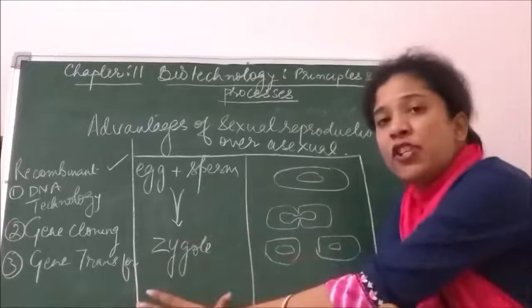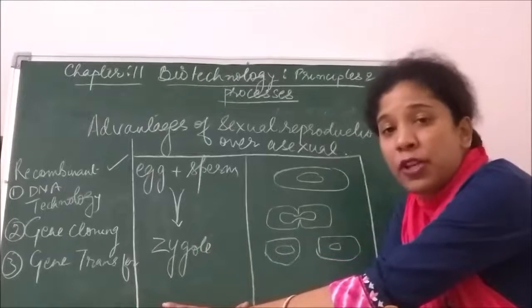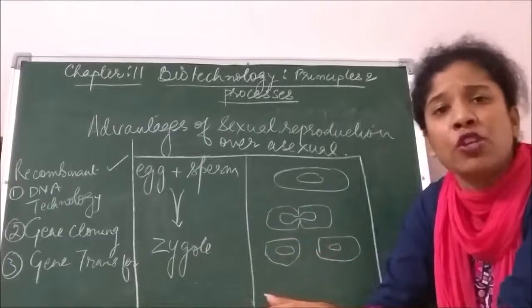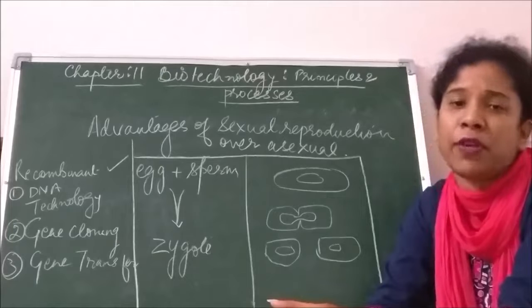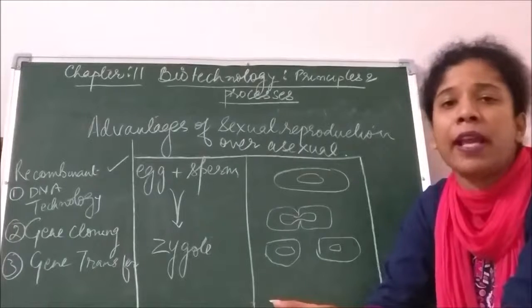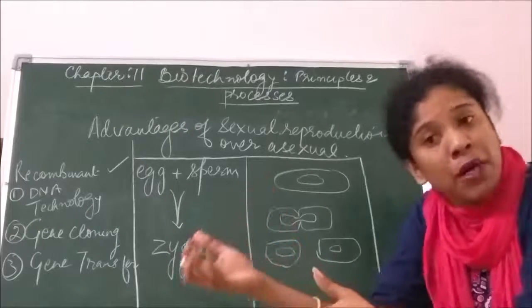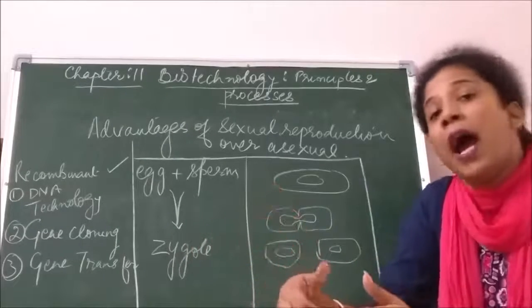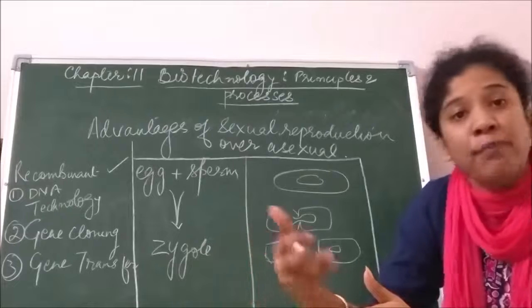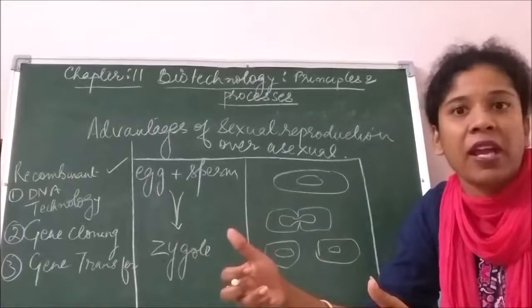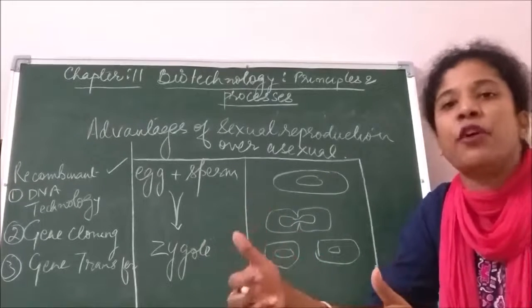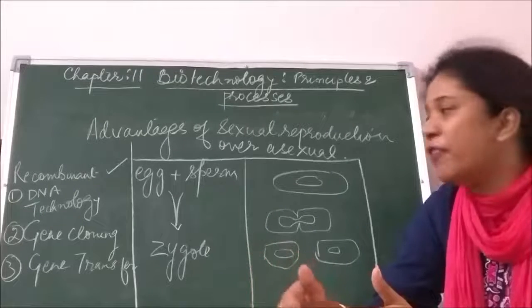So genetic variation is greater in sexual reproduction, and this principle is used in various traditional methods in animal breeding and in agriculture, where we have tried to fuse the sperm and the egg of high yielding, high milching cattle or resistant cattle to get breeds of animals which are best fitted to our requirement.